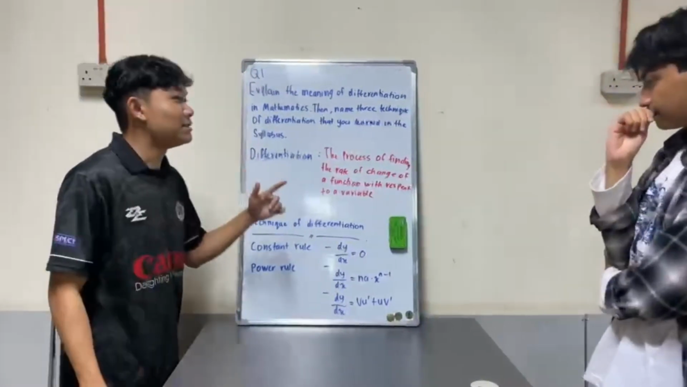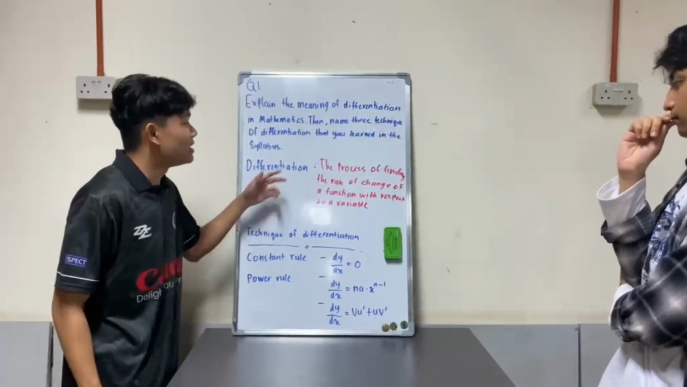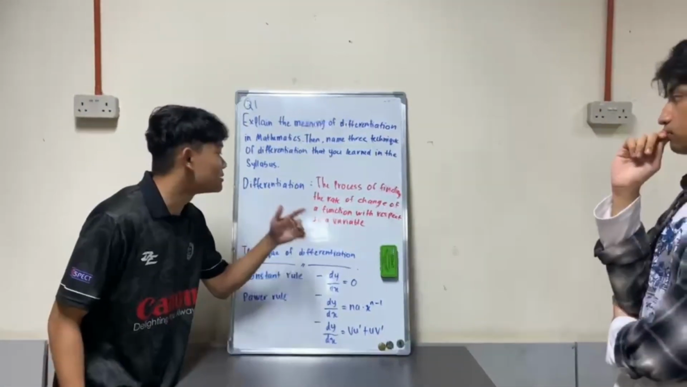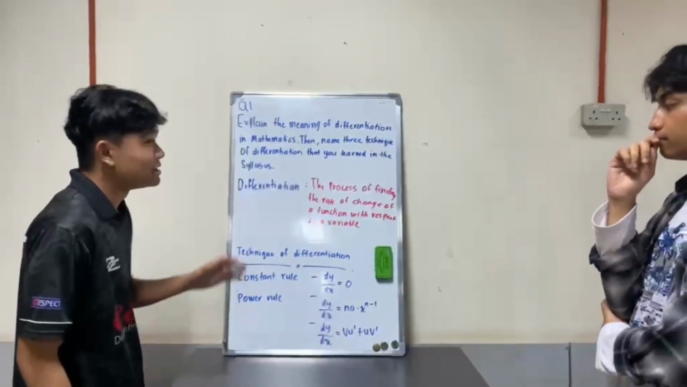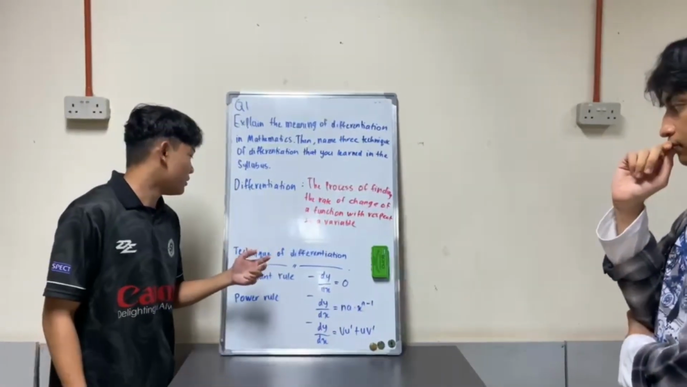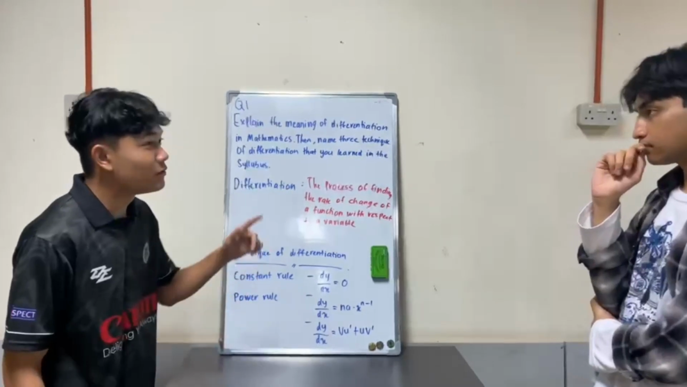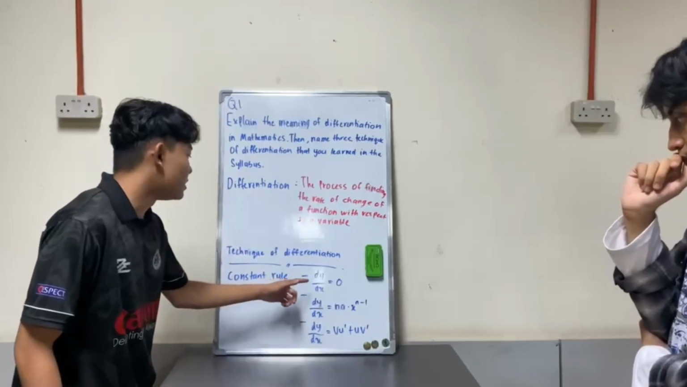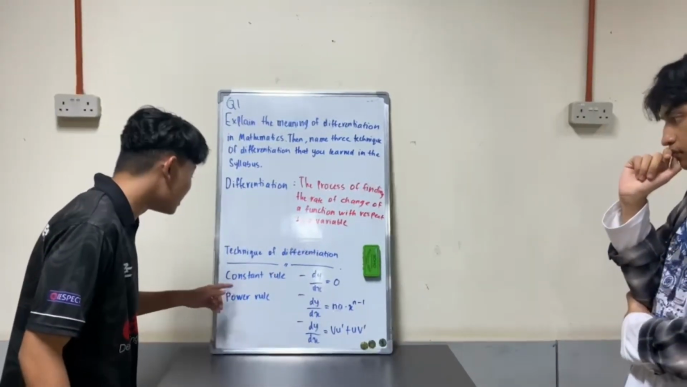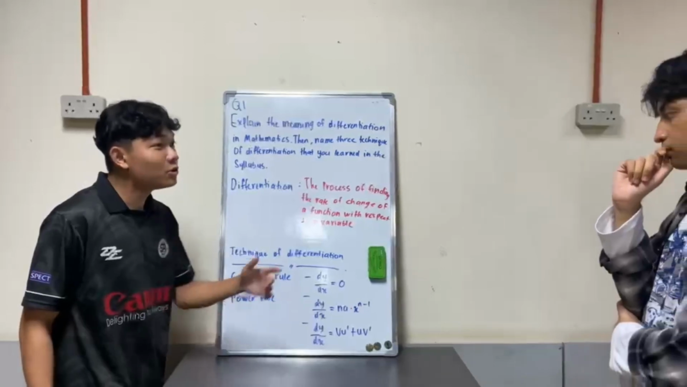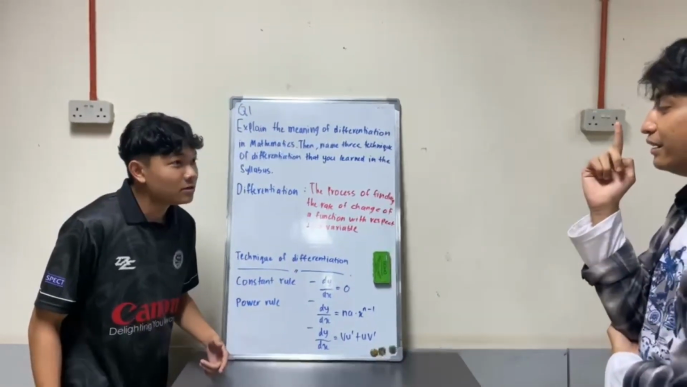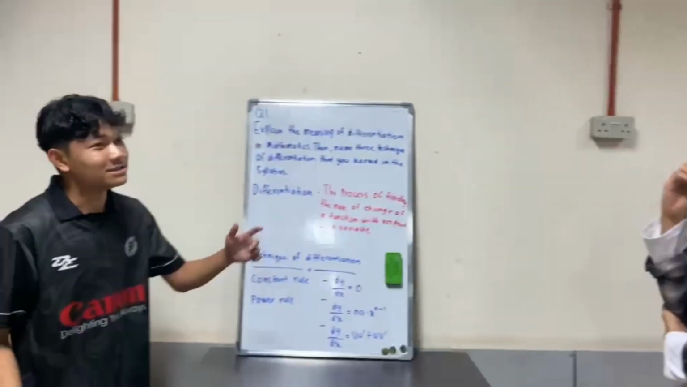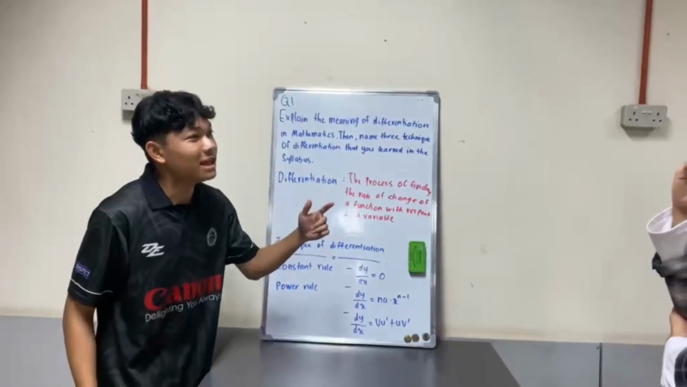So, first, the meaning of differentiation is the process of finding the rate of change of the function with respect to a variable. So, here we have some techniques of differentiation. The first one is the constant derivative formula. And the second one we have our, you know, the third one is? Oh, I think the third one is called the product rule. Yes, correct. Alright. Okay, so let's see the next question.